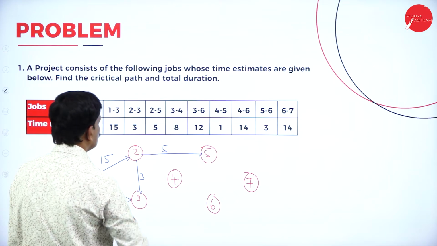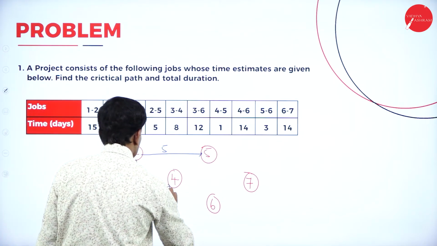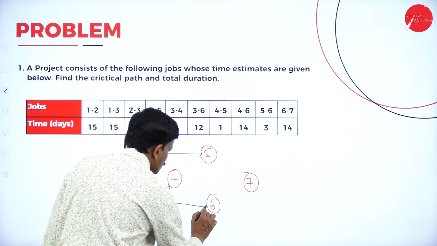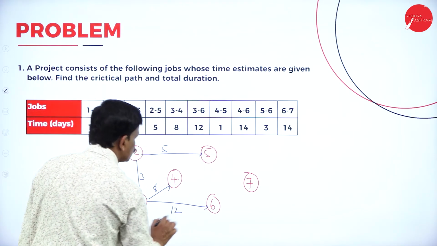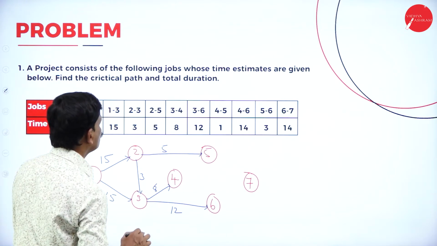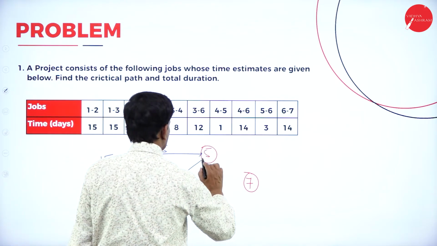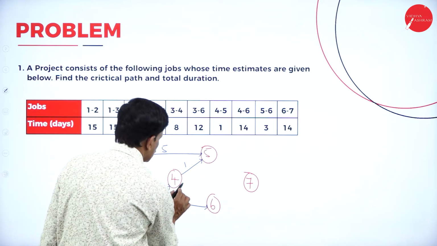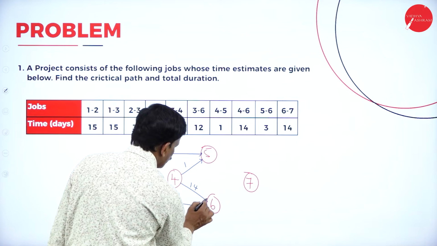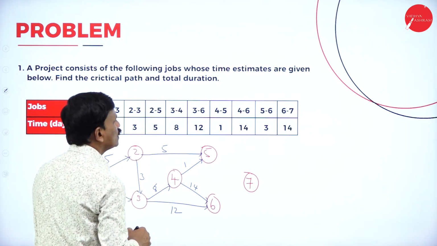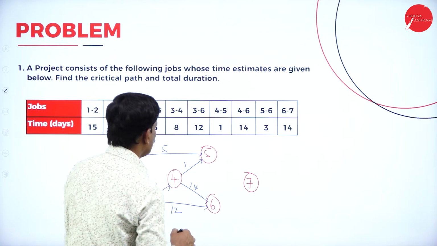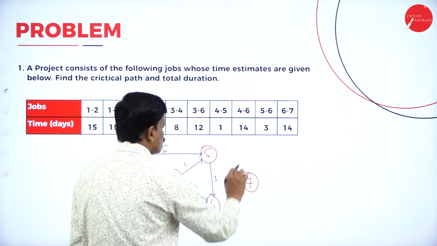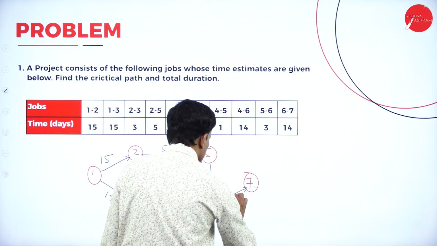Again 3 to 4 is 8 days. And again 3 to 6 is equal to 12 days. And again 4 to 5 is equal to 1 day. Again 4 to 6 is 14 days. And again 5 to 6 requires 3 days. And 6 to 7 is 14 days.